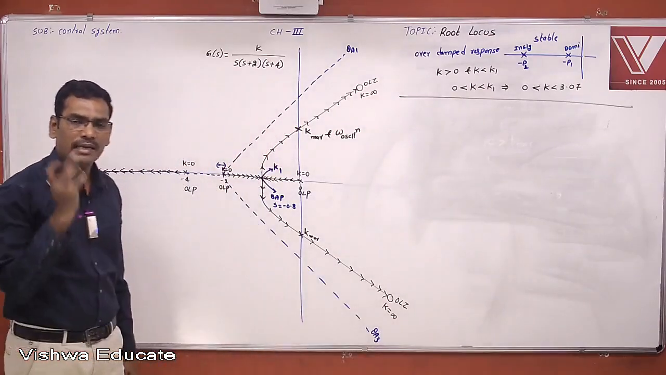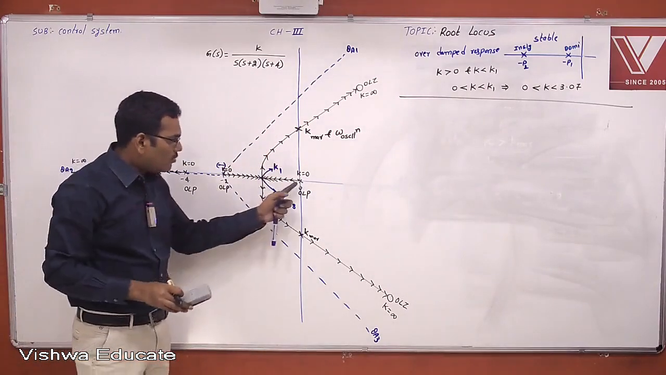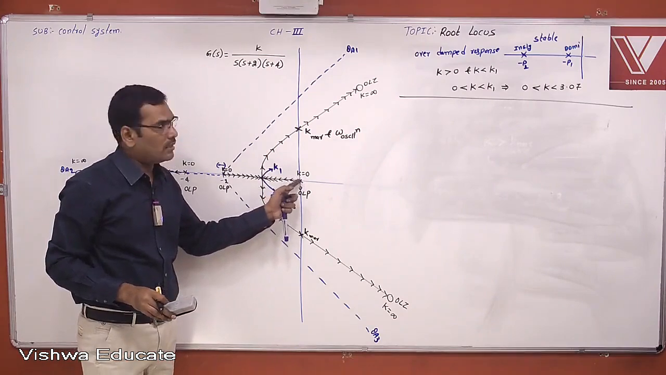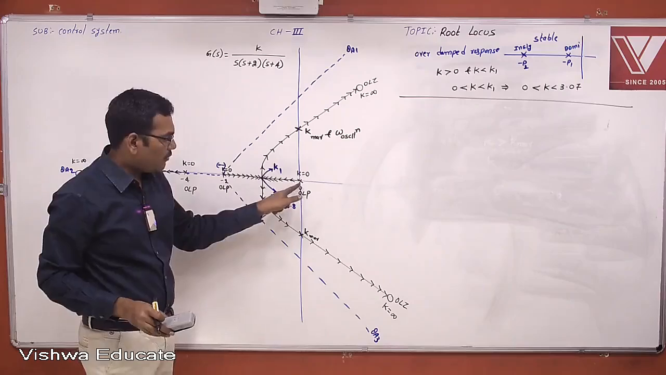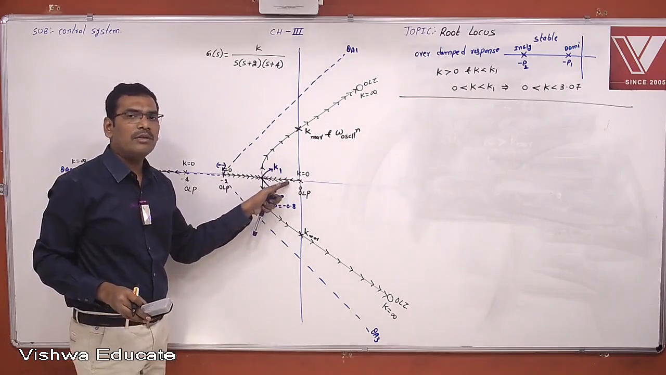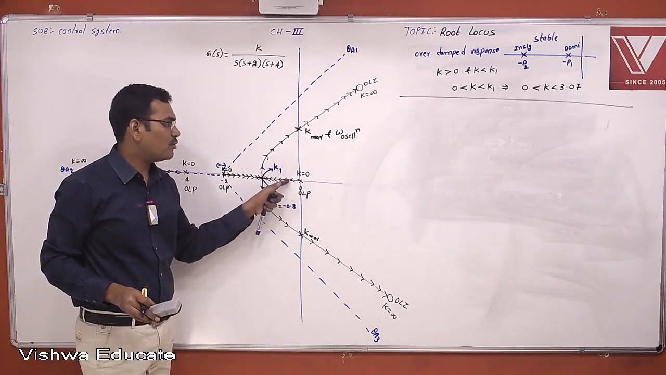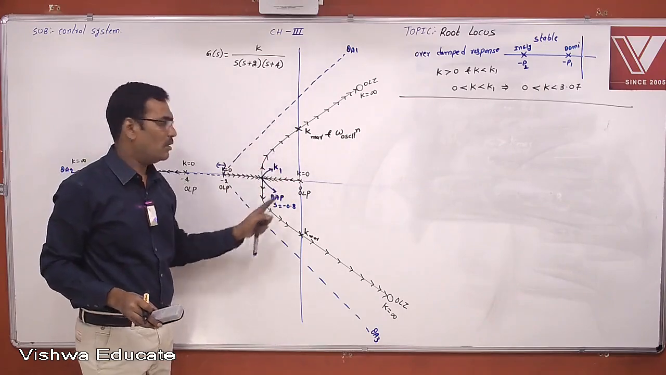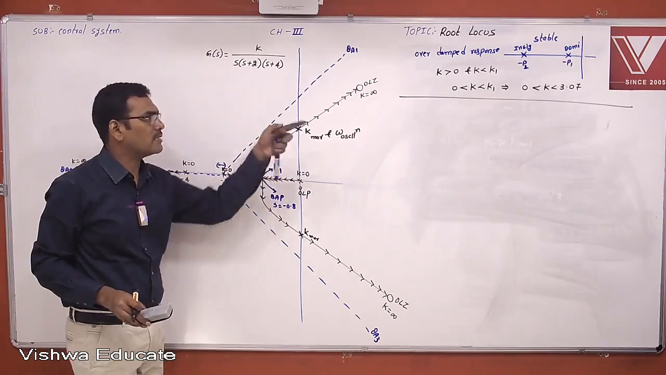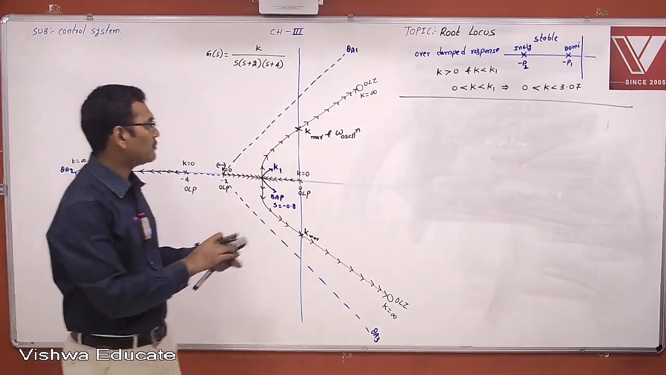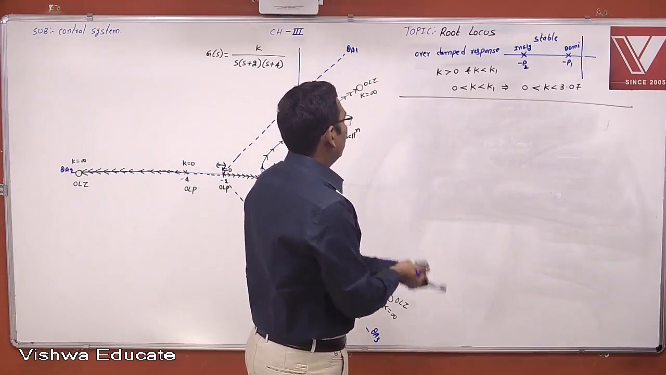Understand or not, students? Once again I am saying, when K equal to 0, the pole is at the origin, but for an overdamped response poles are not available at the origin. Therefore, this position is shifted to the negative real axis. If it is shifted to the negative real axis, K greater than 0, then the pole is on the negative real axis, overdamped response. Okay.